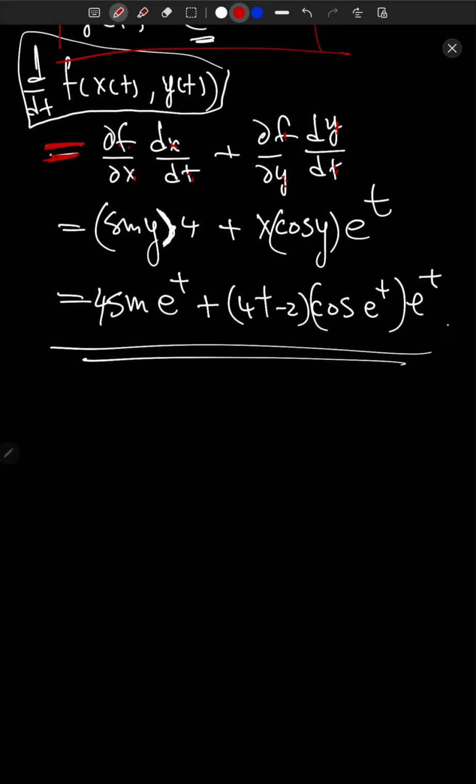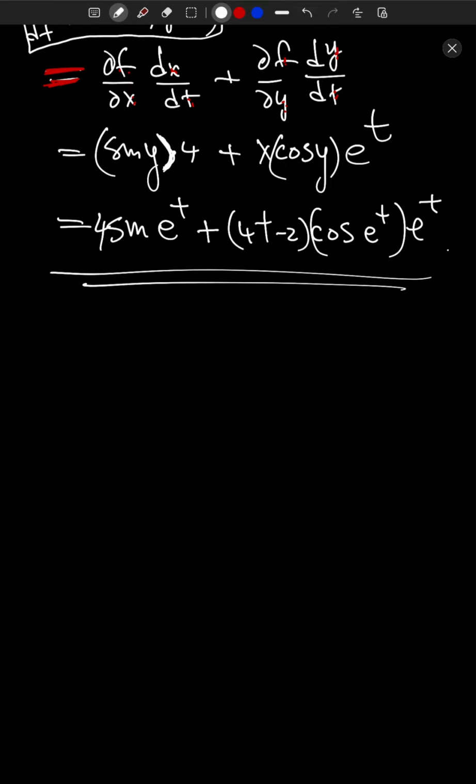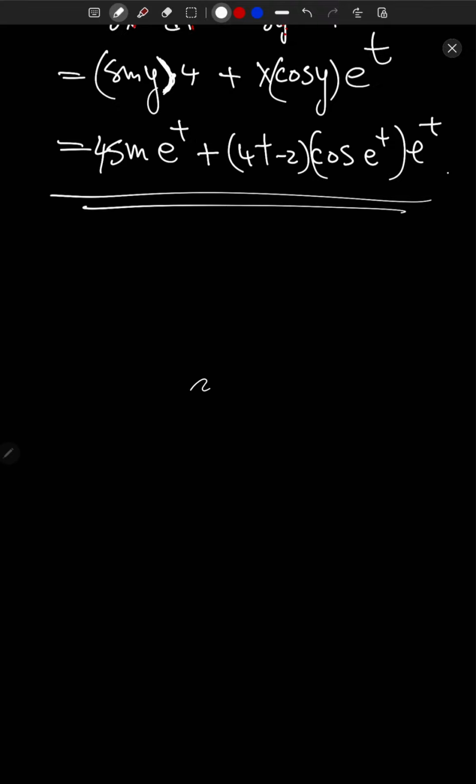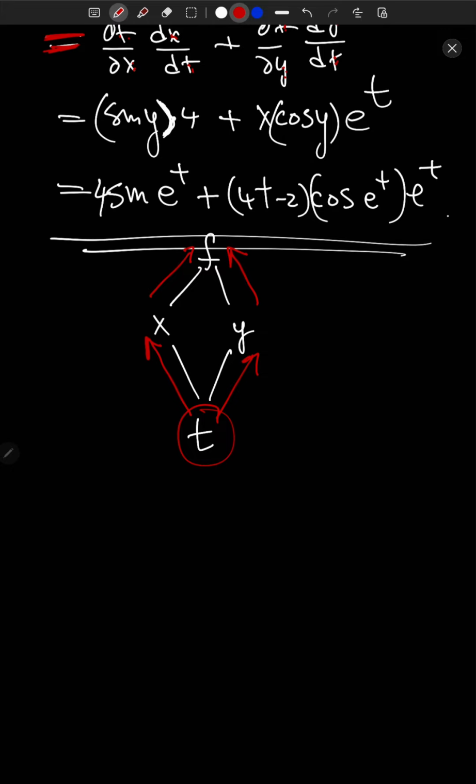Okay, so most books like to do these kind of tree diagrams. I don't really like them very much, but I do kind of like this kind of diagram. Here's t, right? What depends on t? X and y depend on t. What depends on x and y? F depends on x and y. All right. So ultimately, when you take the derivative with respect to t of the composition, you're going to need a derivative dx dt, you're going to need a derivative dy dt, and you're going to need a derivative df dx and a derivative df dy.